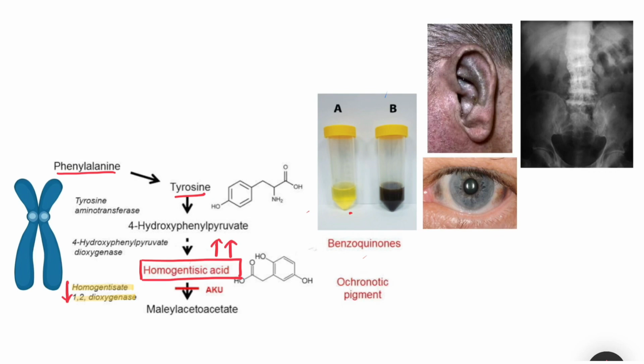within the body. Now this accumulated homogentisic acid, which is far beyond its normal value, goes and gets excreted out in the urine. Now urine containing homogentisic acid, if left out in the air, turns dark in color due to oxidization of the homogentisic acid.